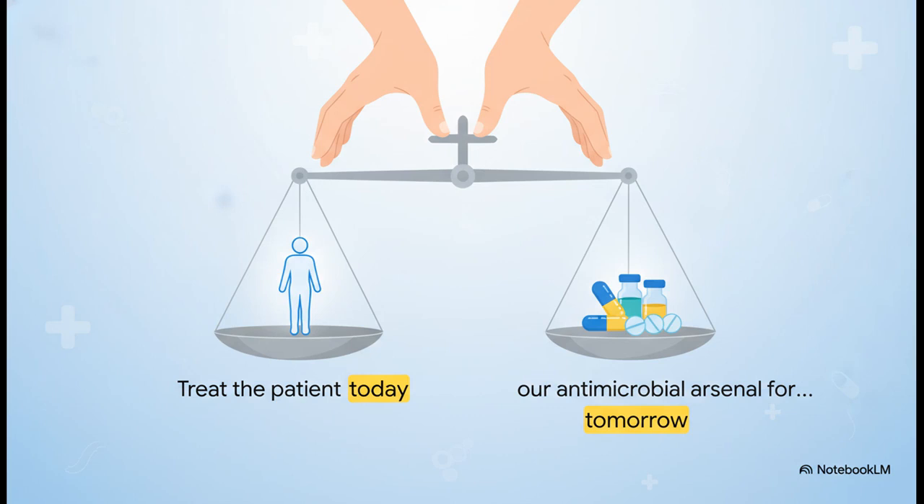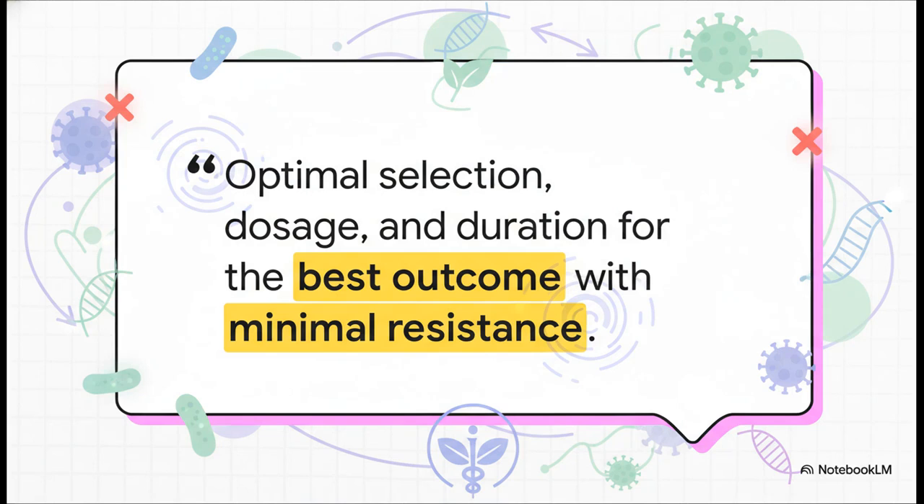And this is really the ultimate takeaway. Every single time a clinician writes a prescription, it's a balancing act. You have to do what's best for the patient in front of you right now. But you also have a responsibility to protect these incredible medicines for everyone who will need them tomorrow. This definition just nails it. It's about getting the best possible outcome for our patient while making the smallest possible dent in the future effectiveness of our drugs. It's those two things, held in perfect balance.